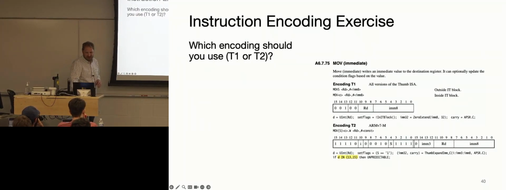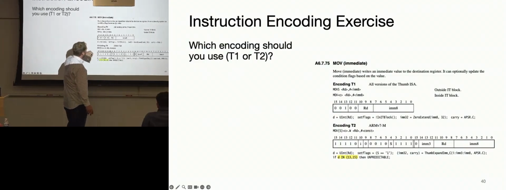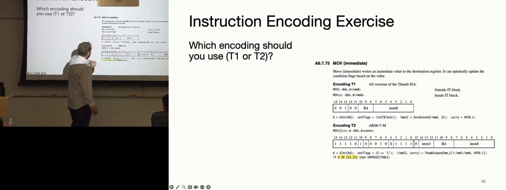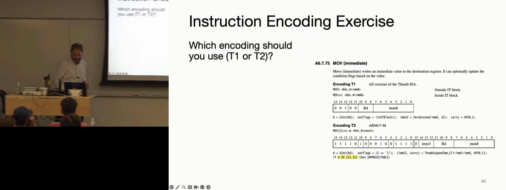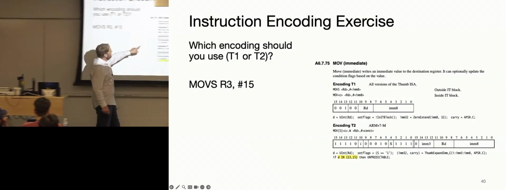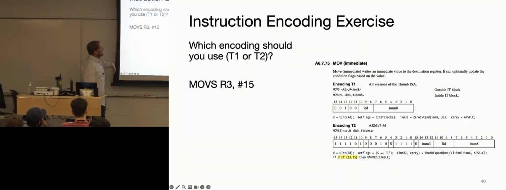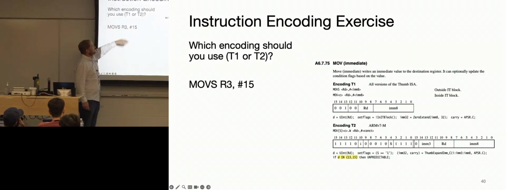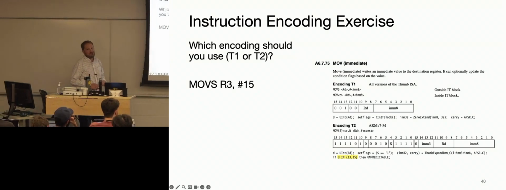Now, let's see. There's lots of ways to encode instructions. So this is a move immediate. This is a way to generate a constant or a value, and there's lots of different ways to do this. So we can kind of guess which. Let's take a guess here. This is a 16-bit instruction, and this is a 32-bit encoding. If you wanted to get the smallest, what type of encoding would you use for move S R3 pound 5?